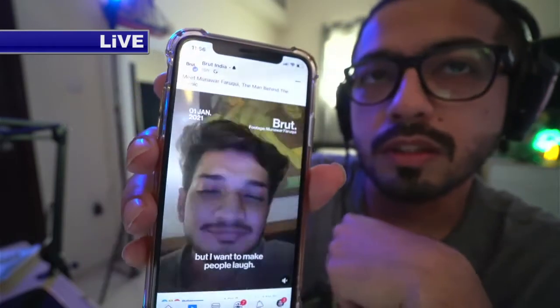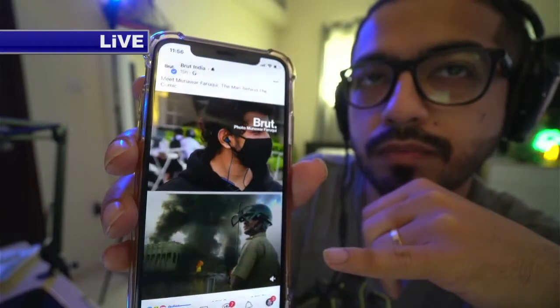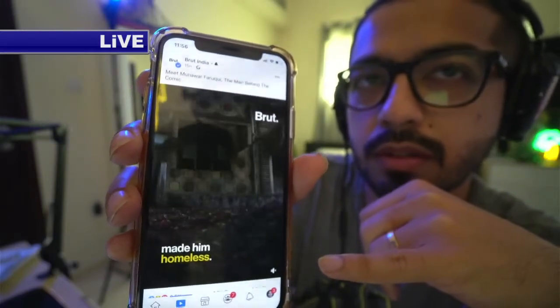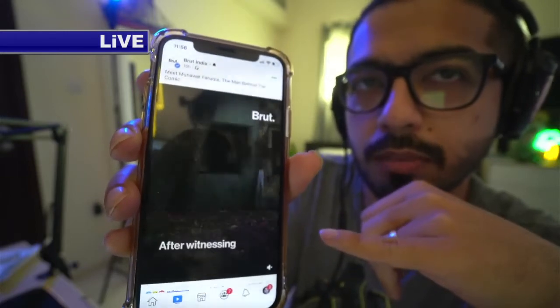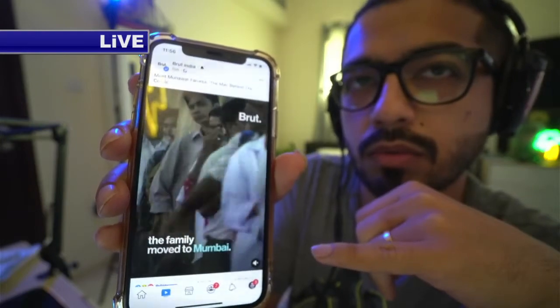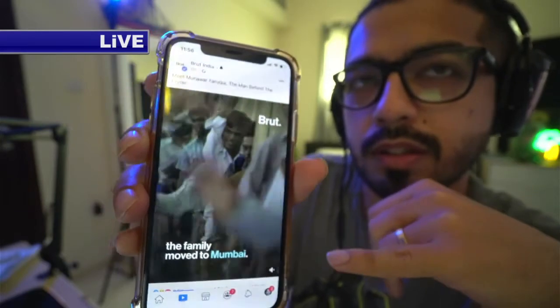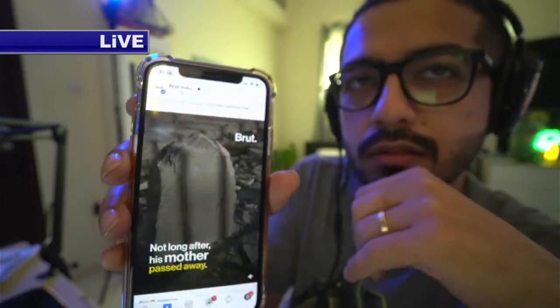This is Brute India. Vertical, they do subtitles or captions. These are called captions or open captions. It's embedded. So this is how you consume news now. You don't watch CNN unless you're over 60.